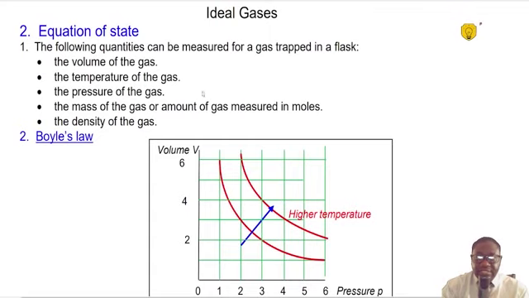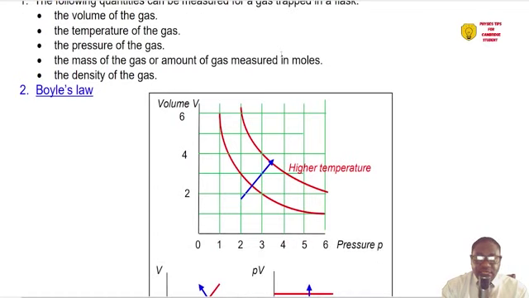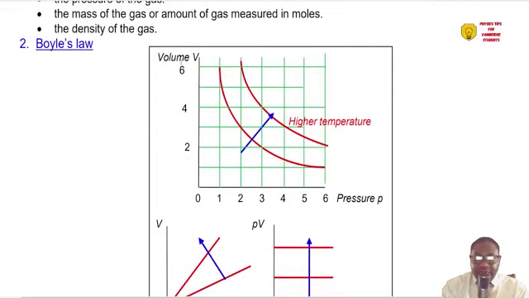Boyle's law states that the pressure of a fixed mass of gas is inversely proportional to the volume, provided the temperature and other conditions remain constant. So if I plot a graph of volume versus pressure, I'm going to get a graph that is like that. These are called isotherms. This is at a lower temperature and this is at a higher temperature, the relationship between V and P.